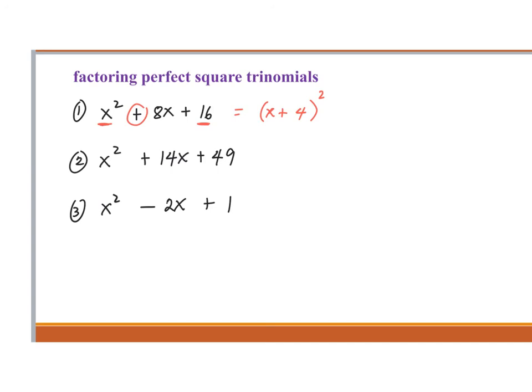Using the same procedure, let's do the second one. Again, the factors will be a binomial square. Then we get the square root of x squared, which is x, and the square root of 49, which is 7. The middle term is plus, so there is a plus between them. Last one. Again, binomial square. Get the square root of x squared. Get the square root of 1. Then because the middle term is a minus, separate them by a minus sign.